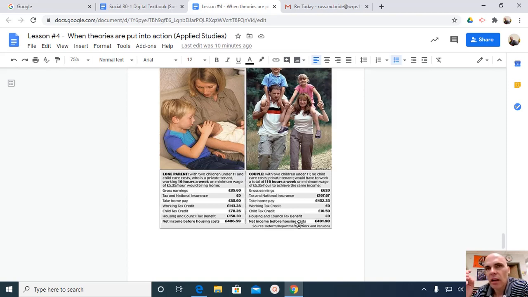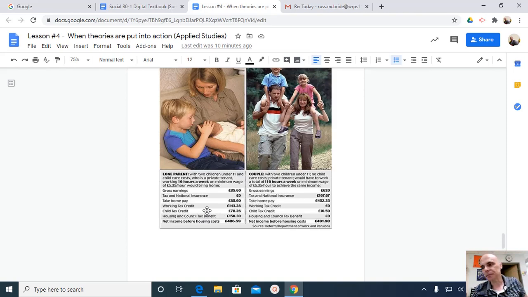So one of the principles of collectivism is equalizing, right? Equalizing the economic realities that we face. And here you would have an example of a collective leaning society because they are taxing those with wealth and redistributing it to those without wealth. She's getting a child tax credit. She's getting a working tax credit. She's getting a take-home pay. Take-home pay is what she's earned. But she is being taxed less as well, and she's receiving a housing and council tax benefit.